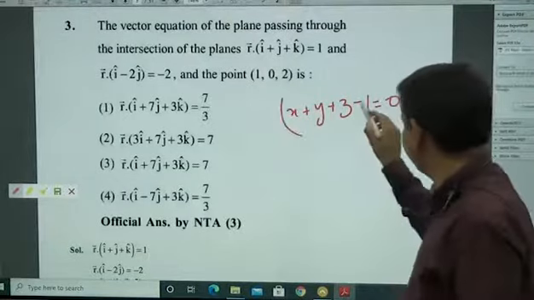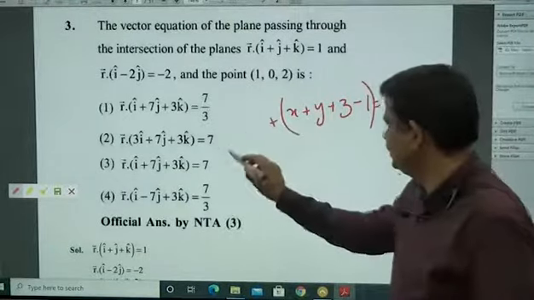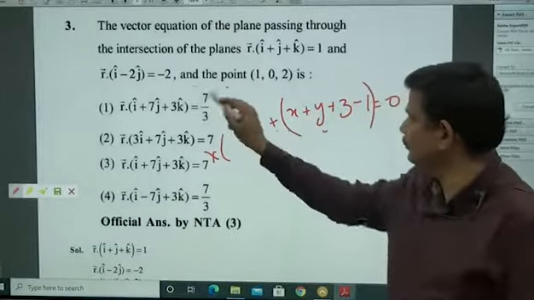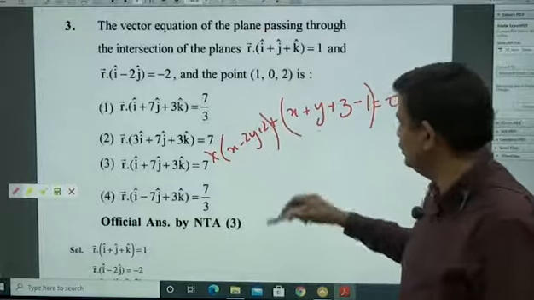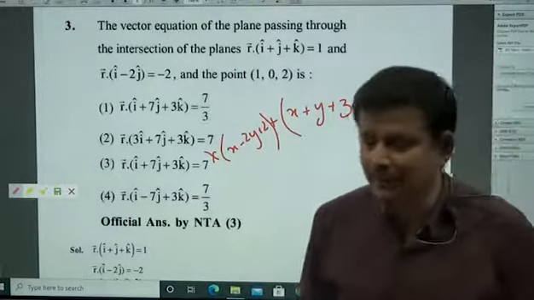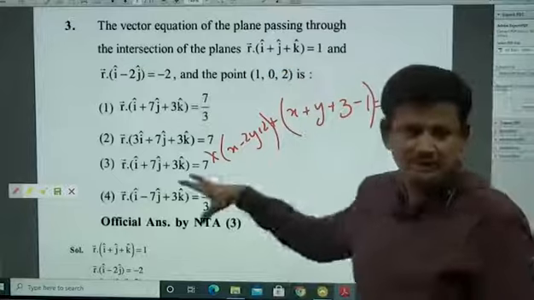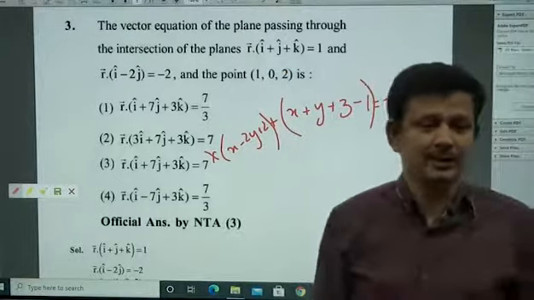So P1 plus lambda into P2. What is the second plane? x minus 2y plus z equal to 0. This will be the equation of our required plane. How to find the value of lambda? He has given a point, substitute it, get the value of lambda. As simple as that.